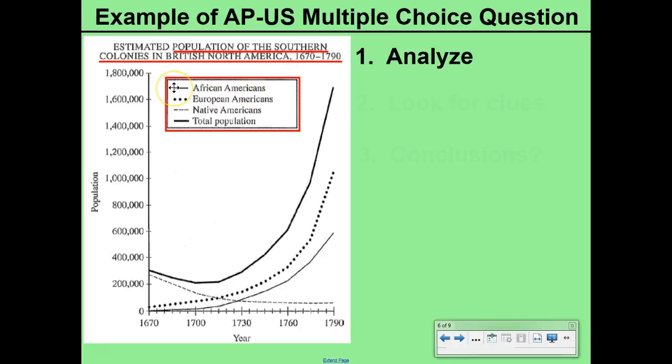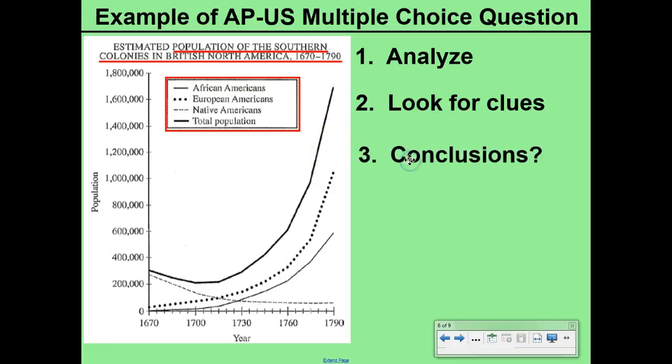The skinny line, African American population. The dotted line, European population. The kind of skinny dash, Native American, and the thickest line, the total population. We've got population numbers coming up the side. We've got the year on the bottom. So we've got to analyze that and know what's going on. We've got to look for clues. This, again, this chart, this key is going to be the big clue.